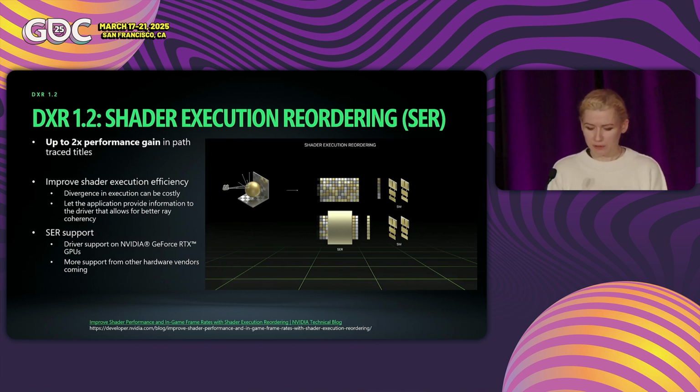Yeah. So we talked about this HLSL intrinsic. With a proven performance benefit of up to 2x in path trace titles, we view this as a powerful benefit that requires no change to any of your assets, no change to how your pipeline's configured, just a relatively small change to your raygen shader in some cases, and you can reduce divergence in execution really significantly.